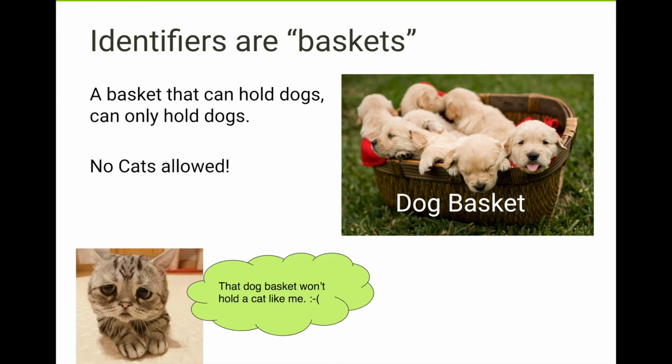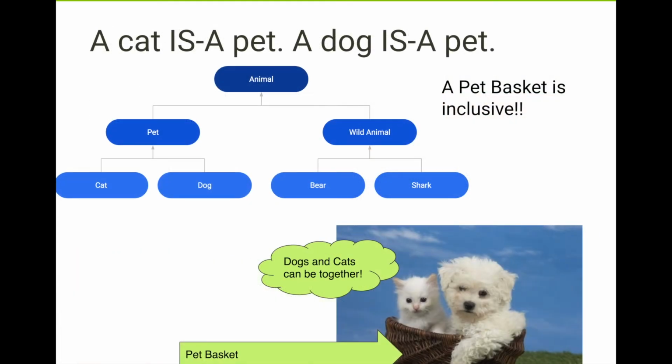So far we've learned that a dog basket holds dogs and a cat basket holds cats. And you can't put a cat into a dog basket, and you can't put a dog into a cat basket. So how are we going to fix this? Well, we're going to create a pet basket. That's right, and we're going to use inheritance, and it's all going to work.